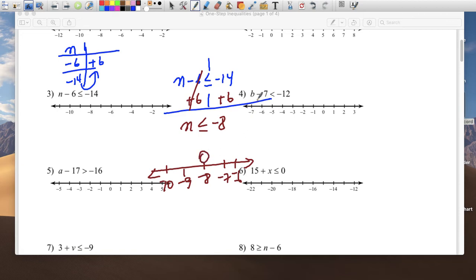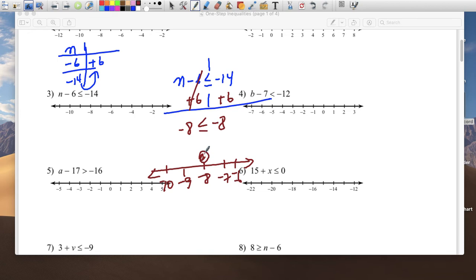Negative 8, shade or not shade? Well, it has an equal sign, so I know it's going to be shaded. It also means that if I take this n and I put negative 8, that statement would be true. Is negative 8 less than or equal to negative 8? It is. So guess what?